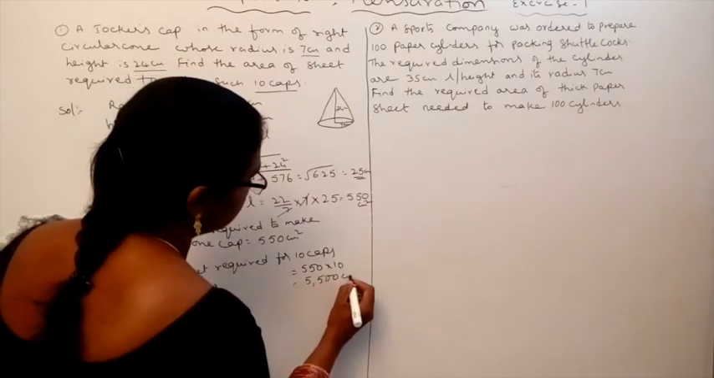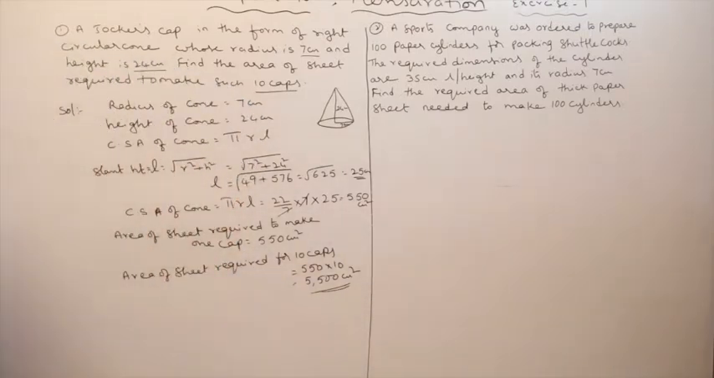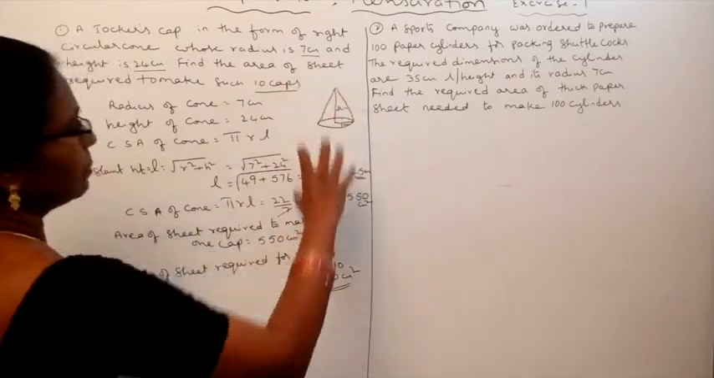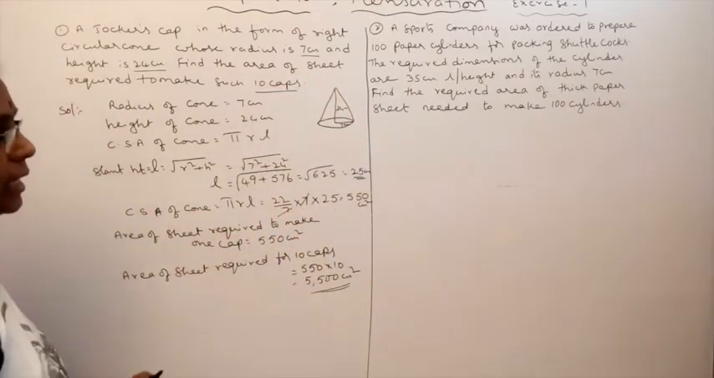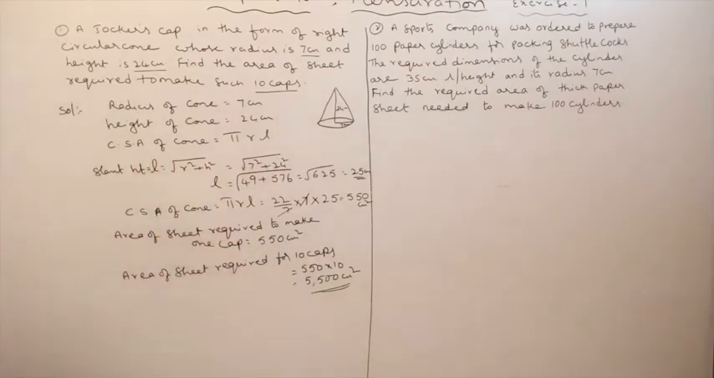5500 square centimeter area of sheet is required to prepare 10 caps. Now, when you want the area of sheet required to prepare a joker's cap, you have to find out only the CSA, meaning there is no bottom. That's why we have to take only CSA.